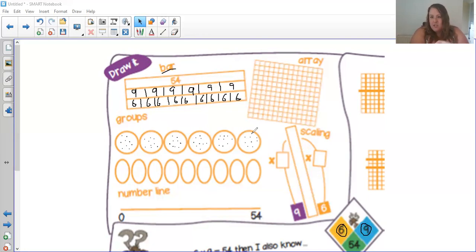I'm guessing you've got the gist of that by about the second one through. But again, the bottom one, I've got 9 groups here and I need 6 in each. And then that would give us a total of 54 in each one.